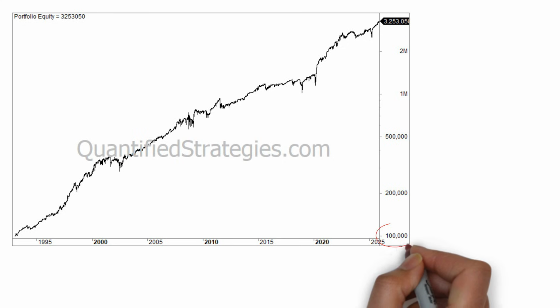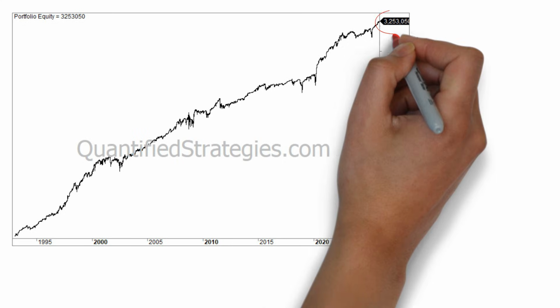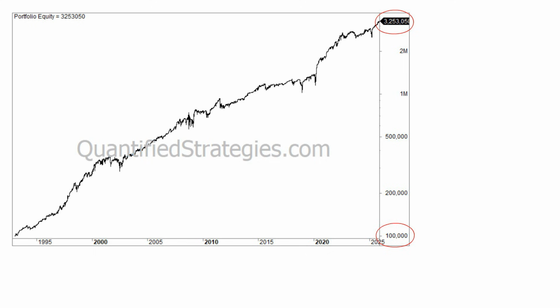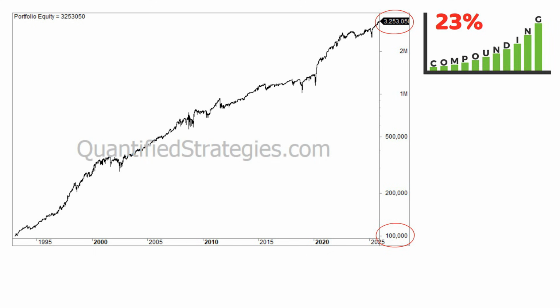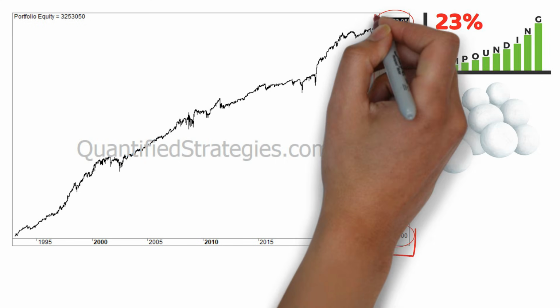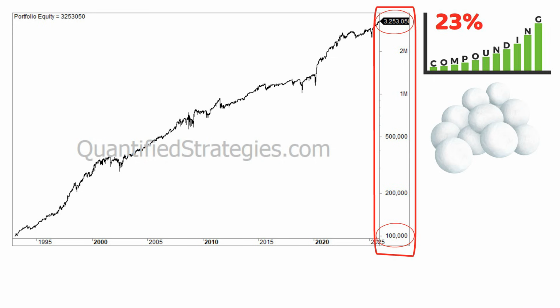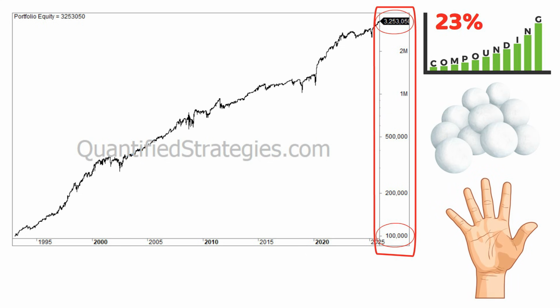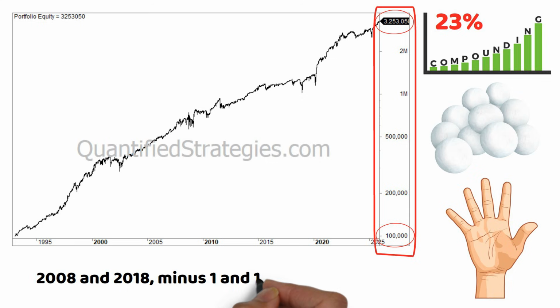Your initial 100,000 in 1993 would have grown to 3.2 million, with a max drawdown of 23%. That's the beauty of compounding returns. It snowballs. Remember, the scale on the right side is logarithmic, not linear, and thus we see relative changes. The 5 strategies combined would have had only 2 losing years, 2008 and 2018, at -1% and -13% respectively.